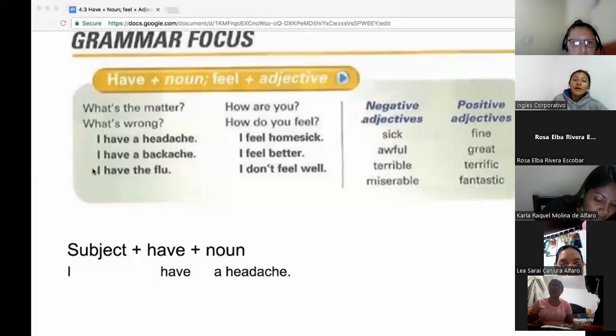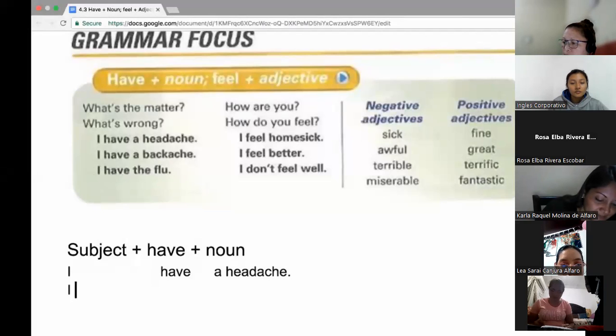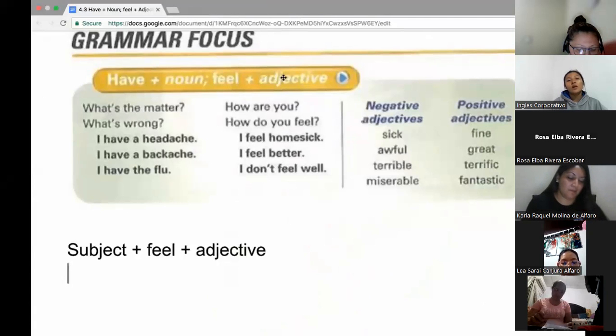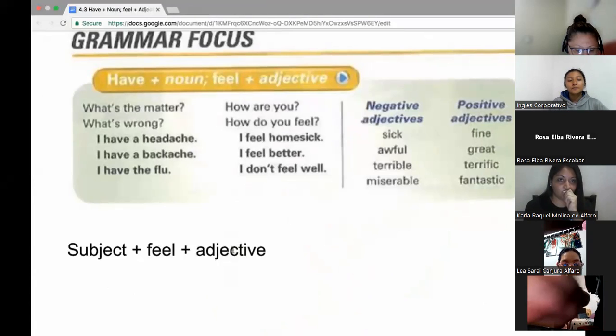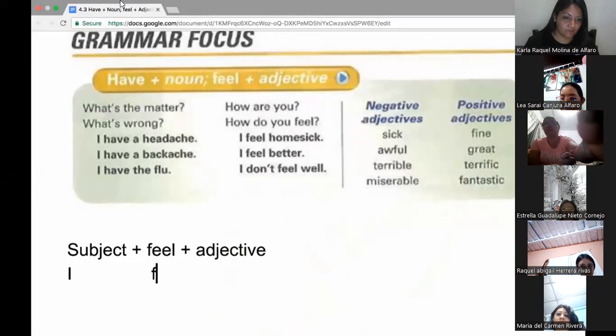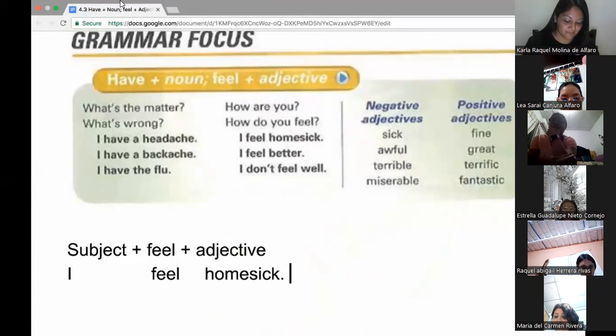Let's take a look at one more example. I have the flu. The subject is I. Then we need to put have. Finally, we include the noun, the flu. Now, I would like to show you how to form statements with feel plus adjective. We can follow this formula, subject plus feel plus adjective. Let's analyze the example, I feel homesick. The subject is I, then we need to add feel. Finally, we need to put an adjective, homesick, or it can be any of these adjectives towards the right.